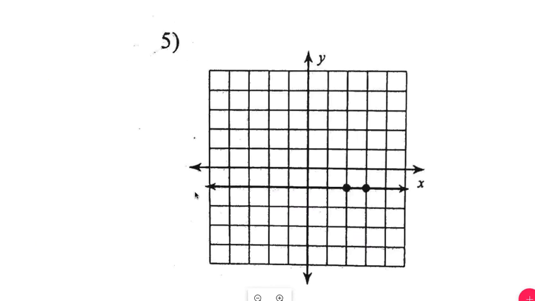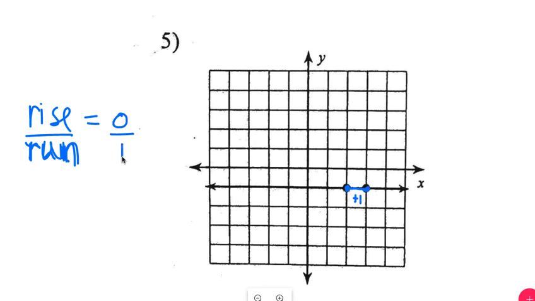And our last one, number 5, is a little bit of a special situation here. And it looks strange, but we're still going to go with our process. So I'm going to start here and end here. Okay, to get from this point to this point, do I rise at all? I don't go up and down at all, right? So my rise is 0. Now my run is 1. So I get 0 over 1.